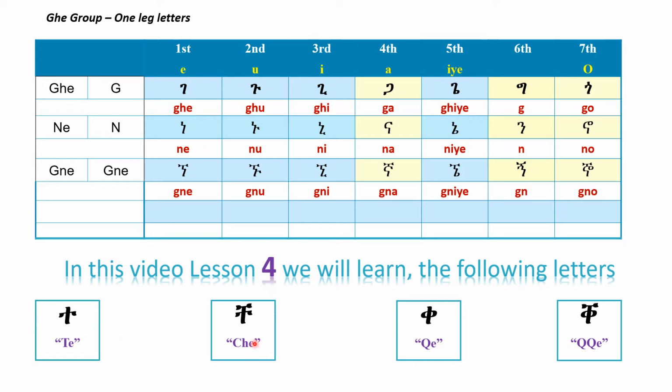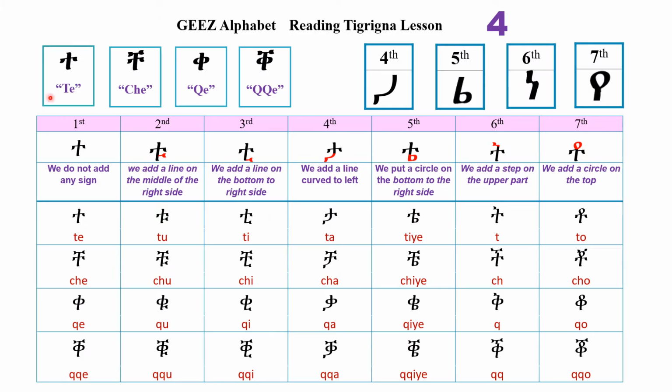Te, Che, Ke, Ke. Te, Tu, Ti, Ta, Tie, T, To. Let us see how we put the signs to these letters.